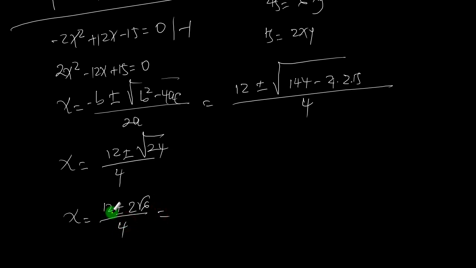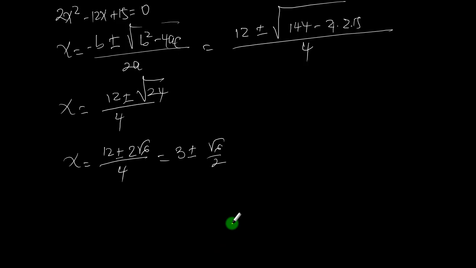Now we have 12 divided by 4, it's 3, plus or minus 2 divided by 4, it's a half, so we're going to have the square root of 6 divided by 2. So this is the value of x, right guys? And now we have to find the value of y, okay?